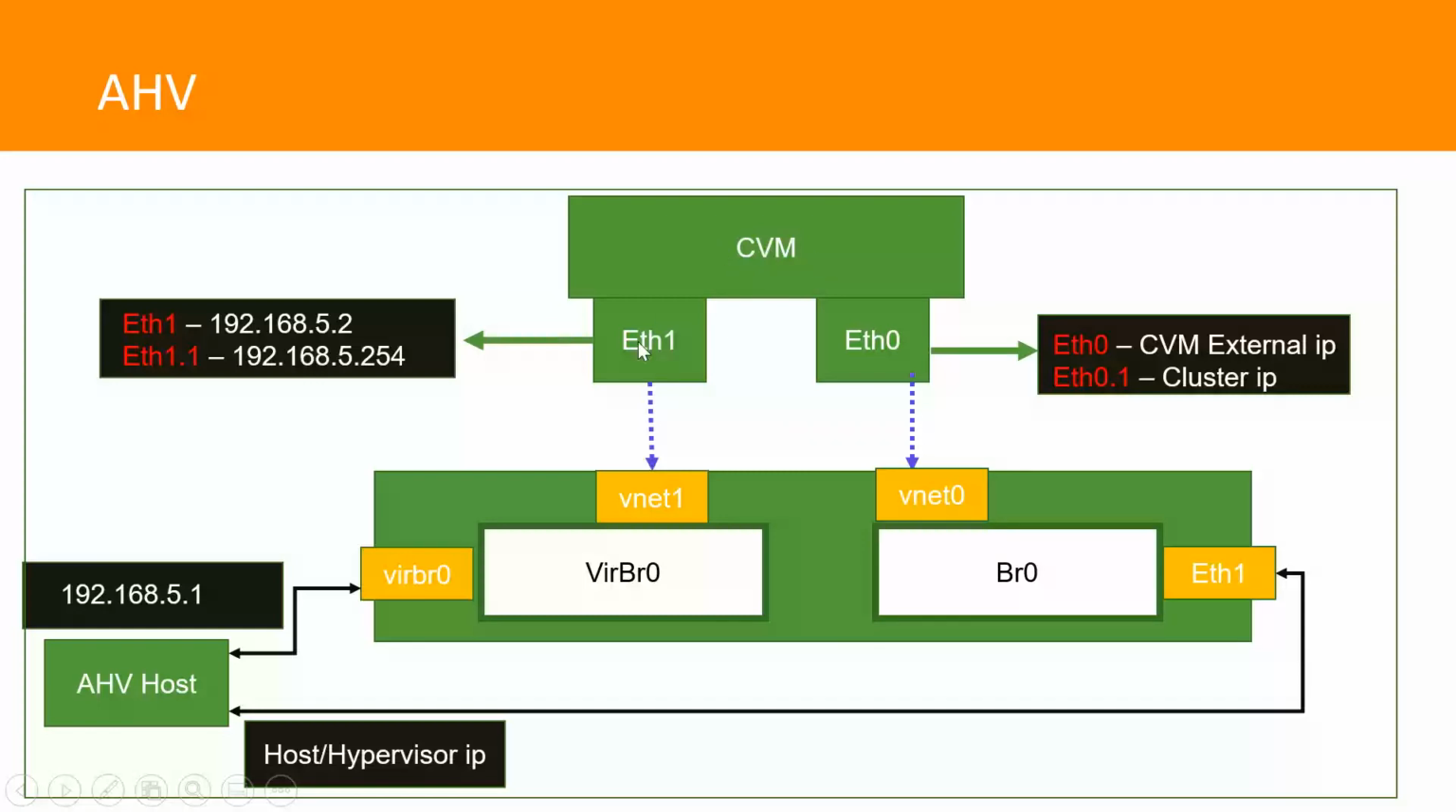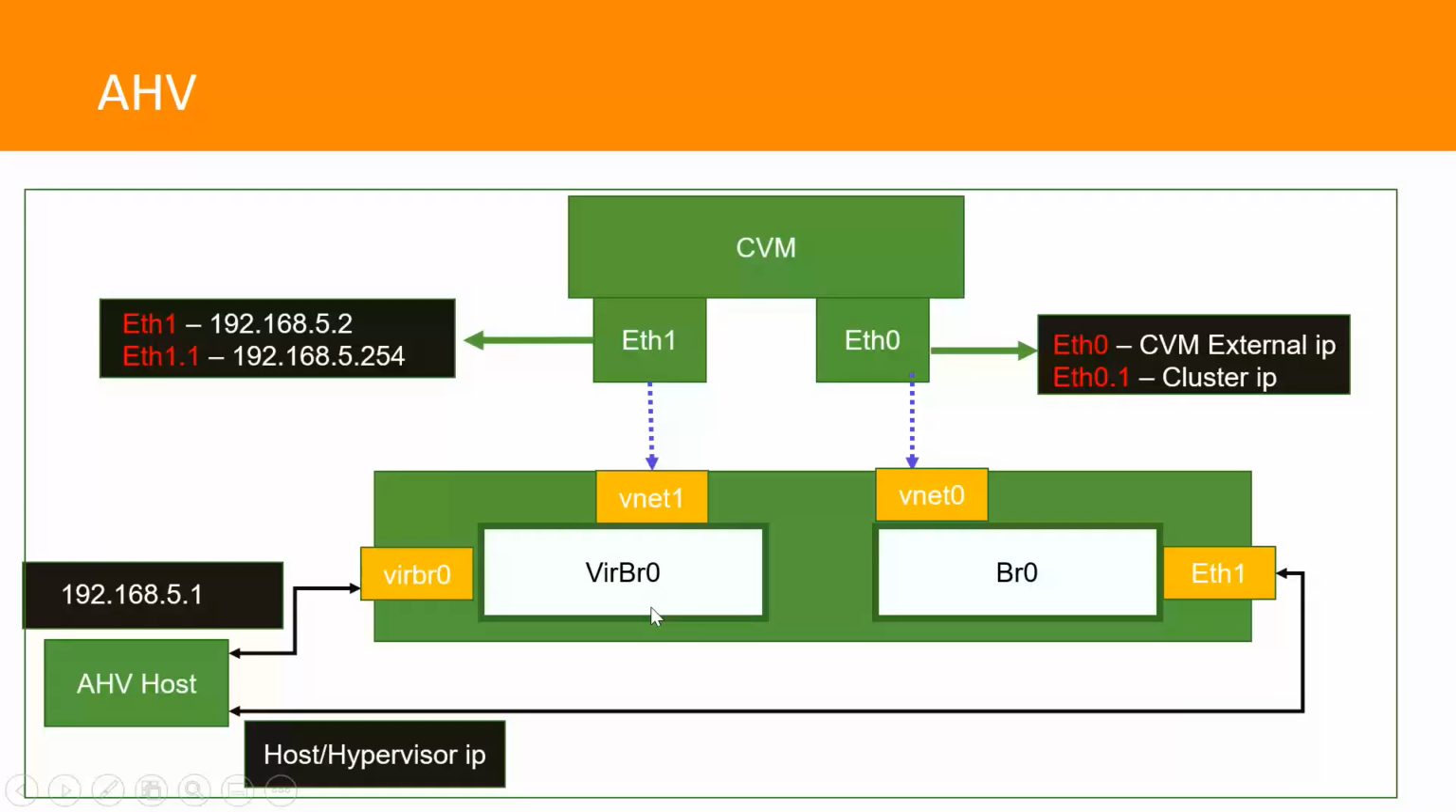The CVM has two interfaces, E0 and E1. E0 is for external purposes, and E1 is for internal. So you get 5.2 and 2.4 IPs for the CVM. Then we have two vSwitches. In the hypervisor we call them bridges: virtual bridge 0 and BR0.